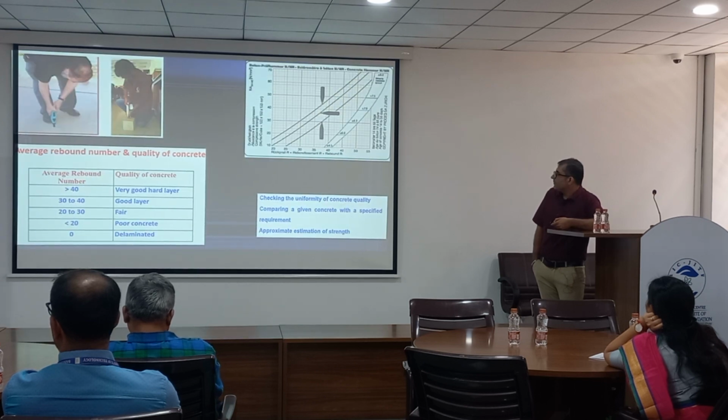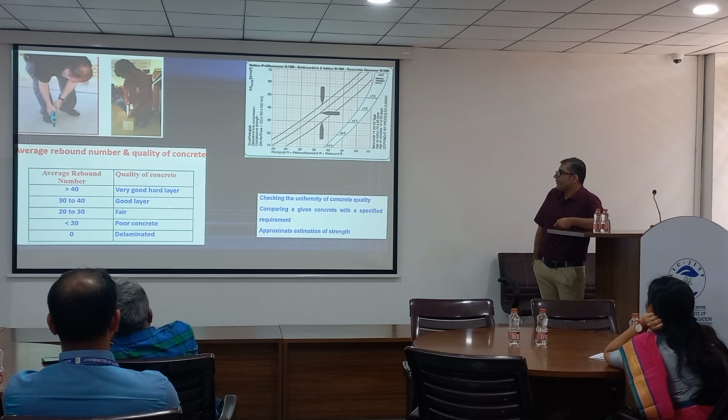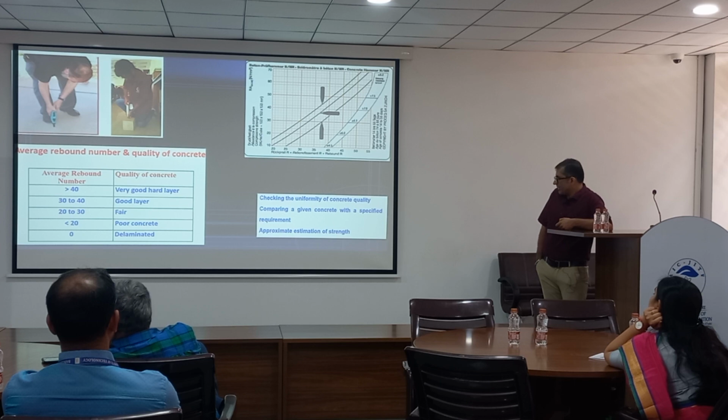If you look through the IS 13311, it gives you: greater than 40, very good; 30 to 40, good layer; 20 to 30, fair. So using this rebound hammer, you can ascertain the quality of the concrete, right? The higher the rebound, the better the quality of the concrete. That is very much important.